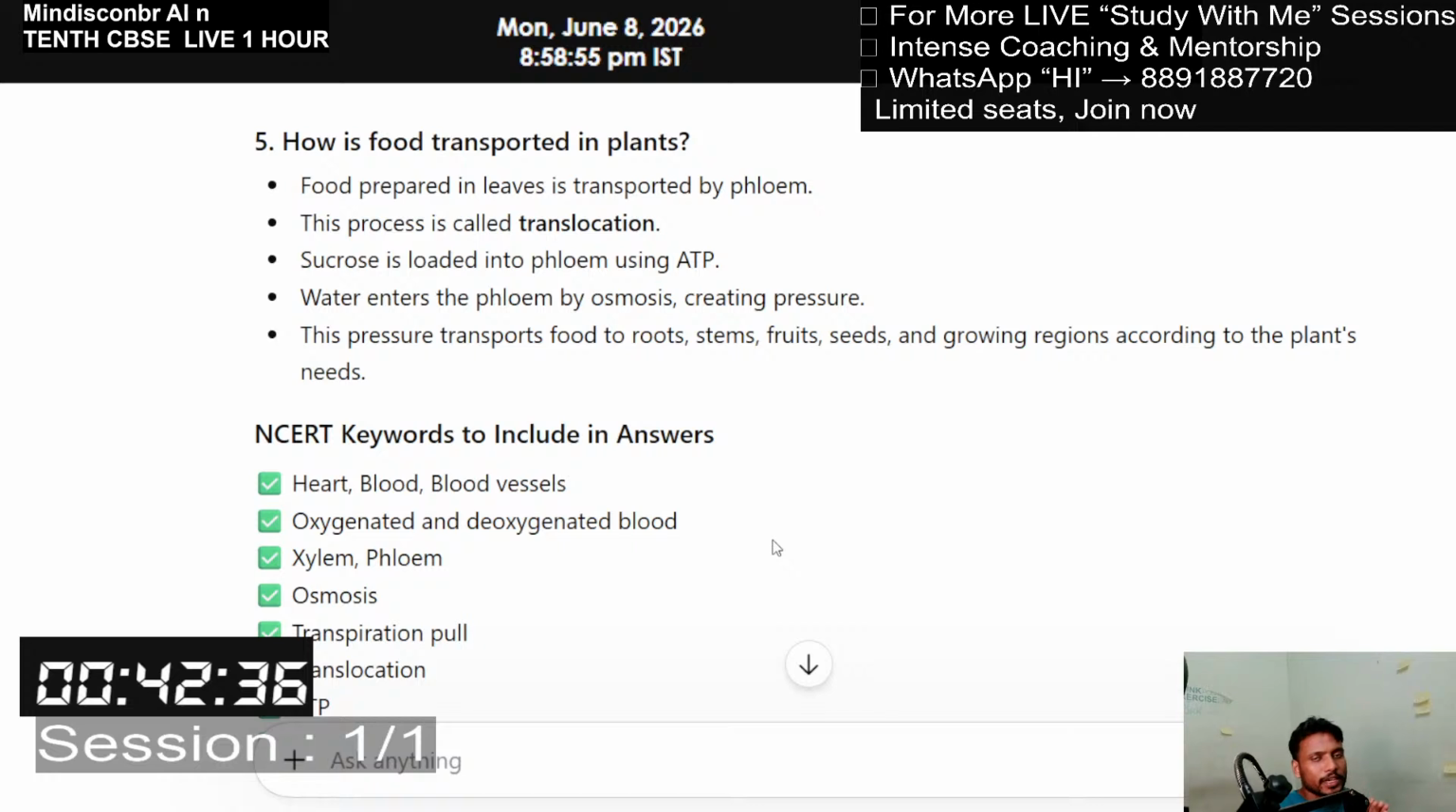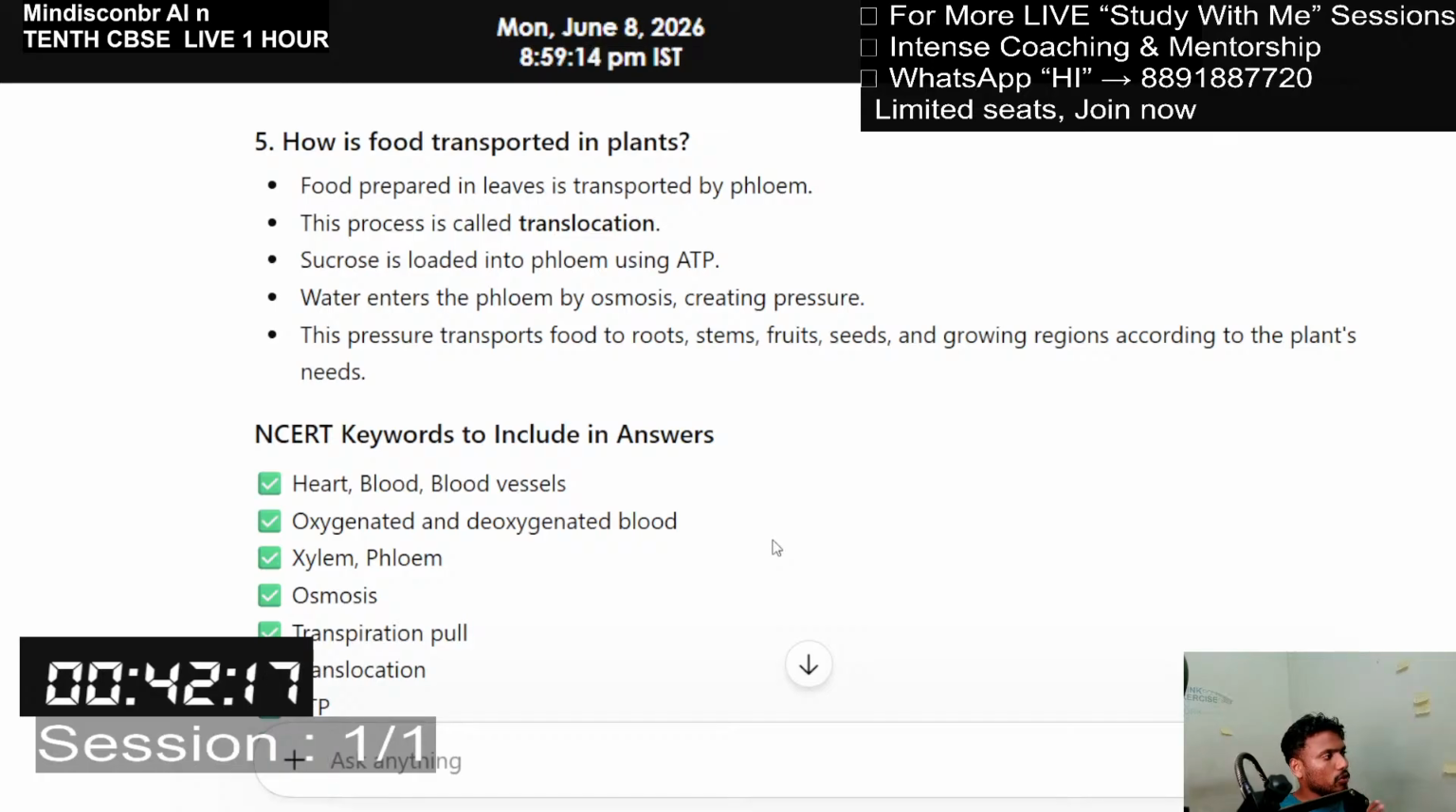So food is prepared in the leaves, and the food prepared in the leaves has to be transported by phloem. This happens by a process called translocation. Sucrose is loaded into phloem using ATP, and as a result of using ATP, sucrose is loaded into phloem.